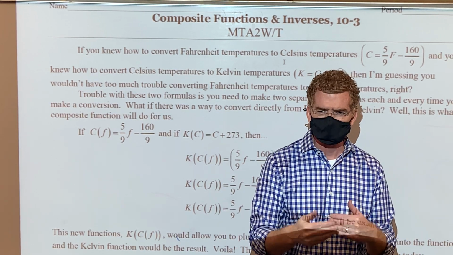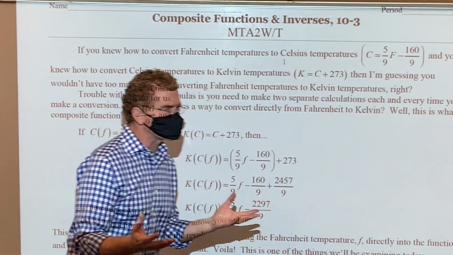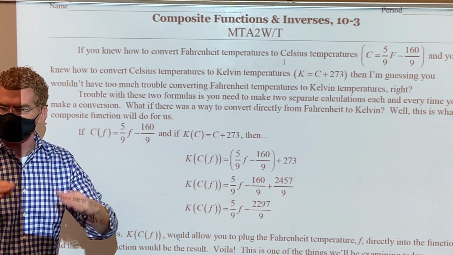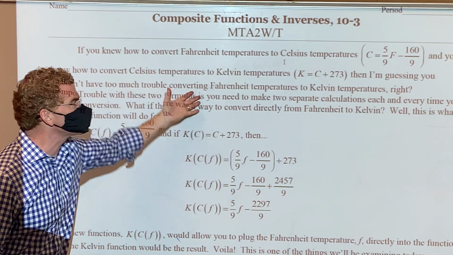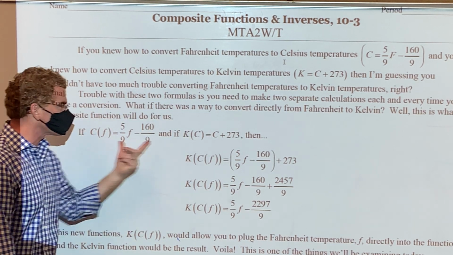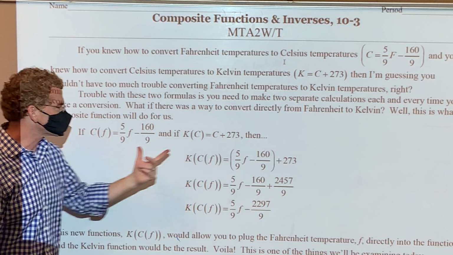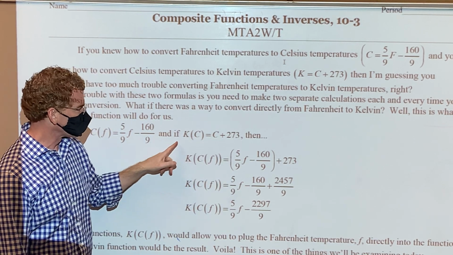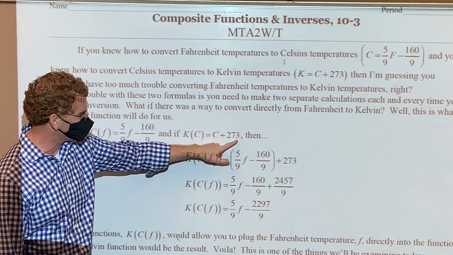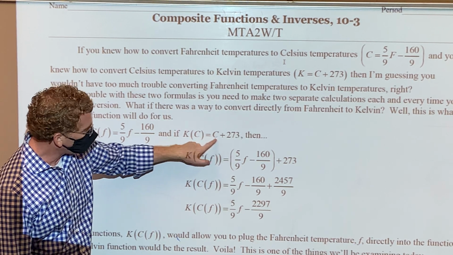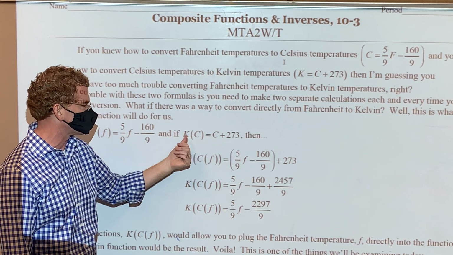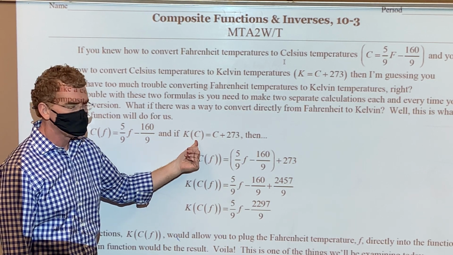Are y'all tracking with me? So all a composite function does is take two different things that are going to be acting on each other, and it puts them together. So to actually do a composite function, you have to know what the two functions are. So this is an example of a Kelvin function. If you know the Celsius, you plug it in and add 273. So if you know the Celsius you want to work with, you plug it in, add 273, and it gives you the Kelvin at that Celsius temperature. Right?